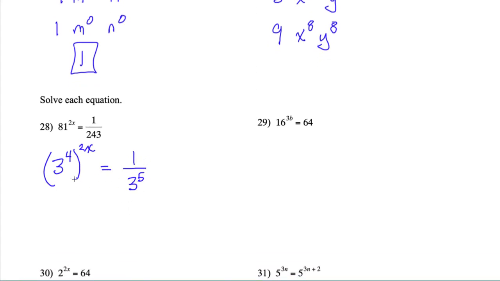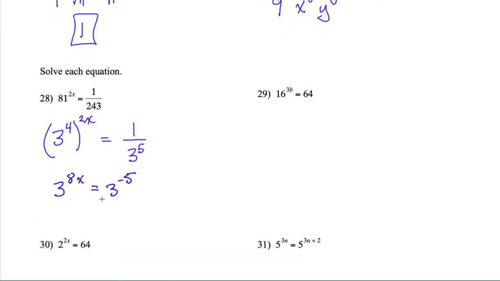I want them both on the top, so I'm going to do a little bit of magic here. 3 to the power of, I'm going to multiply these, because when you do a power to the power, that means multiply. It's going to be 8x, and this is going to be equal to 3 to the power of negative 5. Once the bases are the same, they're both on the top, you basically just cancel them out. What you're really doing is taking log base 3 of both sides, if you want to be technical about it. But the only way for these to be the same is if their exponents are the same. So 8x is equal to negative 5. From there, I'm going to divide both sides by 8, and x is equal to negative 5/8.